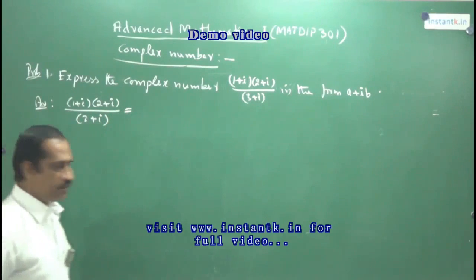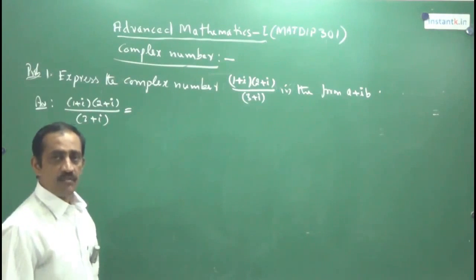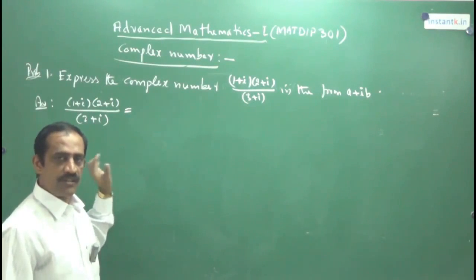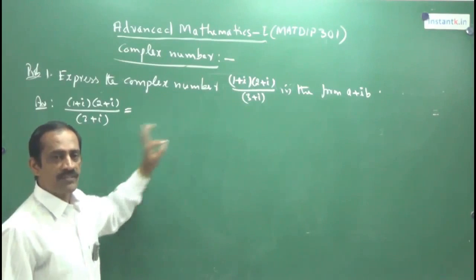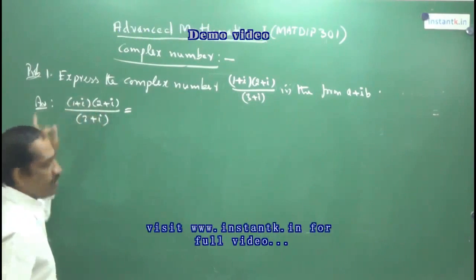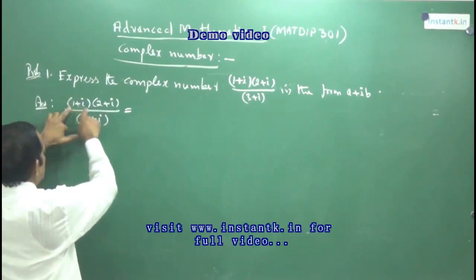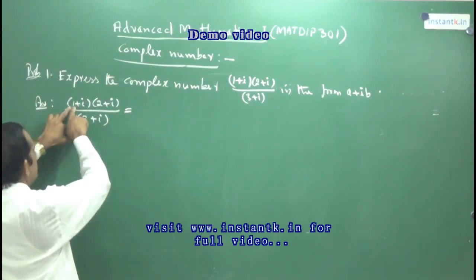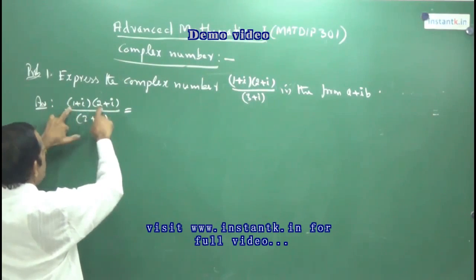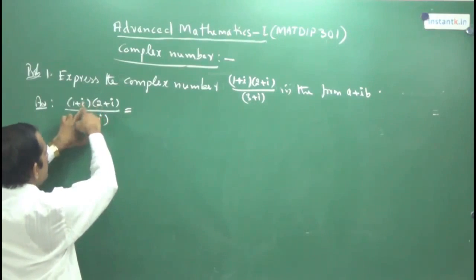First step, write the numerator in terms of x plus iy. For that, don't take the conjugate of this. You have to take the conjugate only of the complex number in the denominator. Here in the numerator, you just multiply these two complex numbers. How to multiply? This is (1 plus i) into (2 plus i): first take the 1 and multiply these two numbers, 1 into 2 plus 1 into i. Next, multiply i into 2 plus i into i.